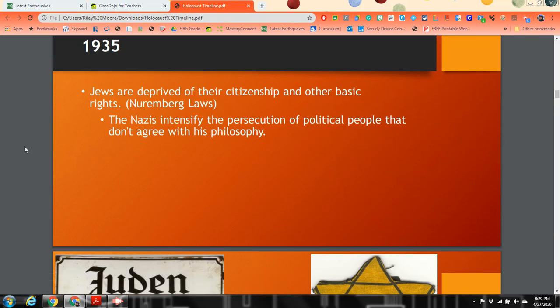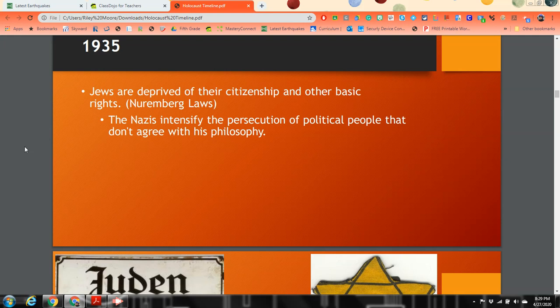Now, in 1935, the Jews are deprived of their citizenship and other basic rights. These are called the Nuremberg Laws. The Nazis intensify the persecution of political people that don't agree with his, when I say his, I mean Adolf Hitler's philosophy. So in 1933, basic civil liberties are being taken away. And in '34, other things are being taken. And then in '35, their actual citizenship is taken, along with other rights. And people are being persecuted because they believe differently than what Adolf Hitler is telling people to believe.